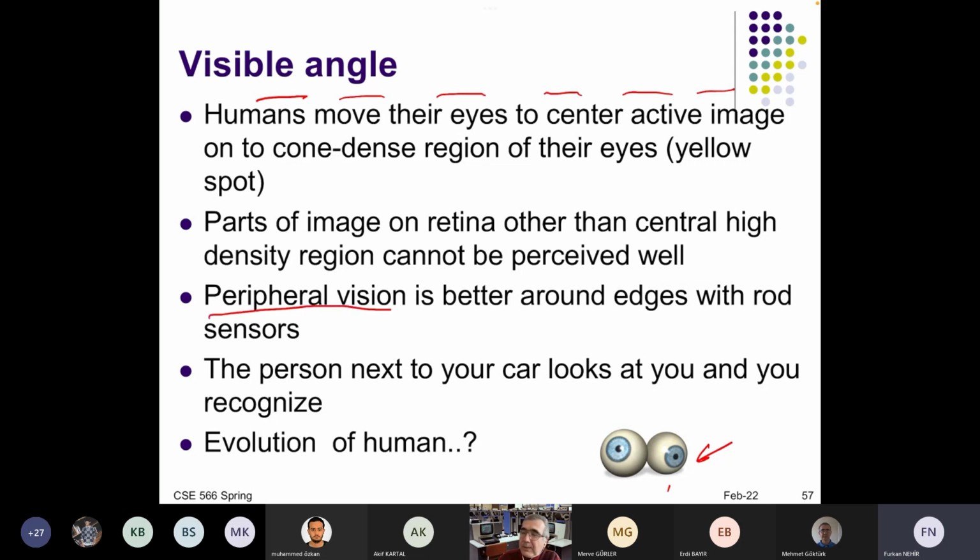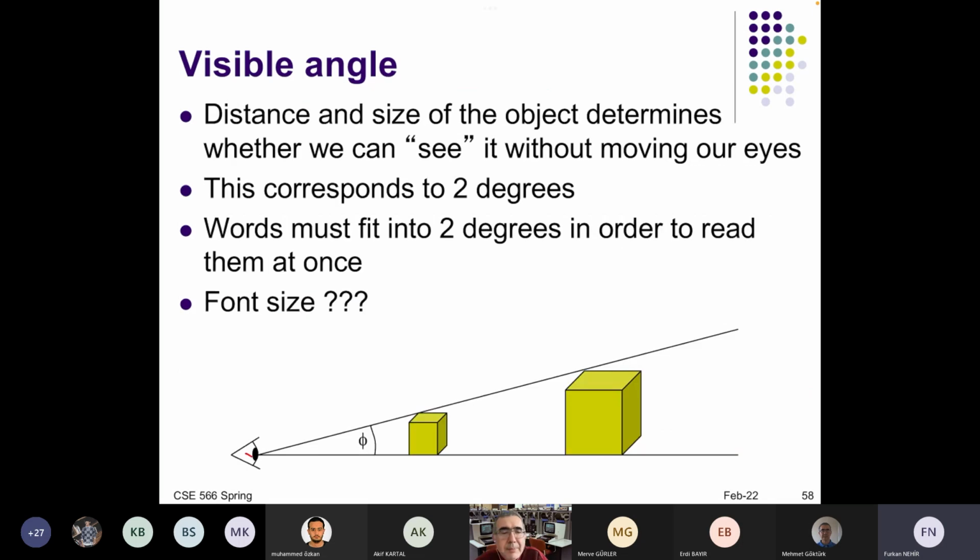Peripheral vision, as I said, is much better around the edges with the rod sensors. The person next to your car looks at you and you recognize it. We talked about this. It is a very interesting and important feature, and we have to use that. This is our eye, and regularly, without moving our eye up and down, the angle is 2 degrees. So within 2 degrees, we can see without moving our eyes.